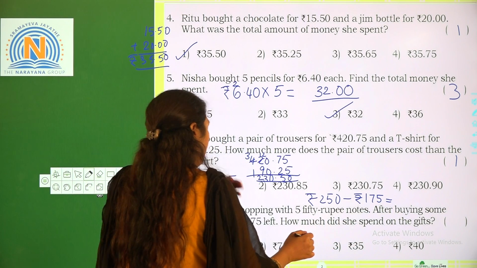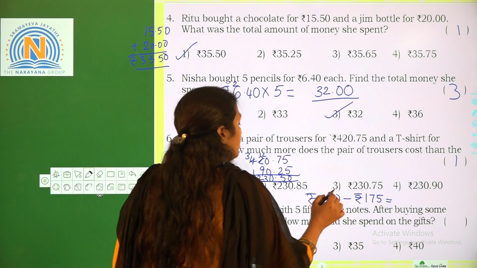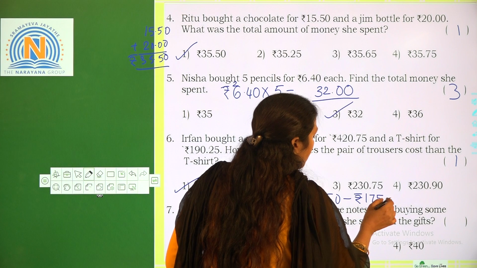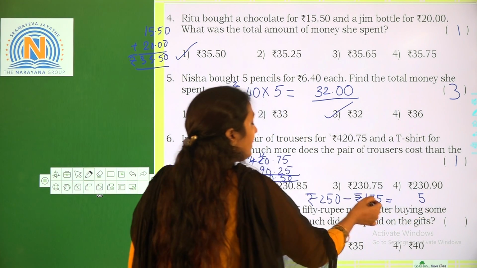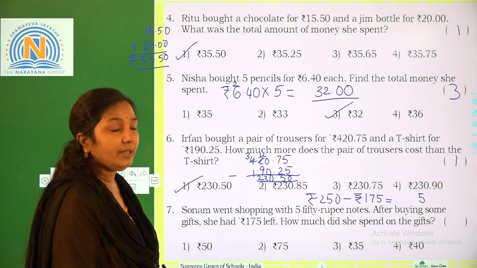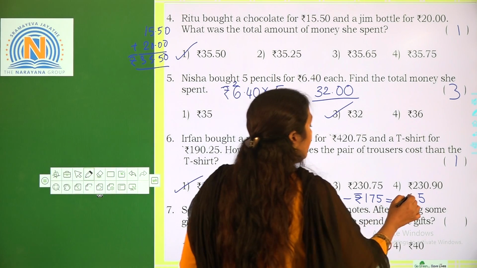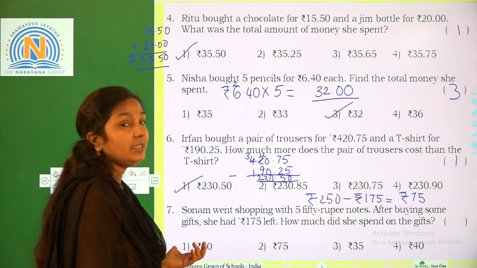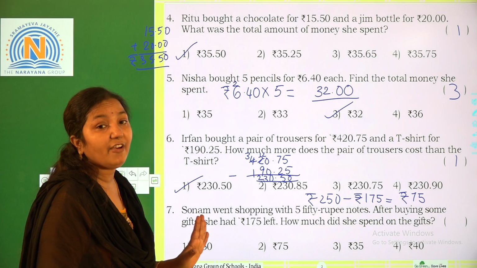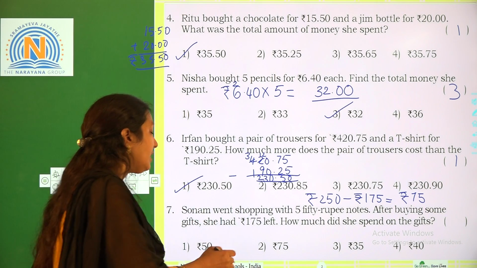We will get how much amount is left. So 0 minus 5 we cannot. We already regrouped it. 0 will become 10. 10 minus 5 is 5. 4 minus 7 we cannot. 4 will become 14. 14 minus 7 is 7. 1 minus 1 is 0. So what is the cost of the gifts? Means how much money she spent? 75 rupees on gifts. So which is the correct option?